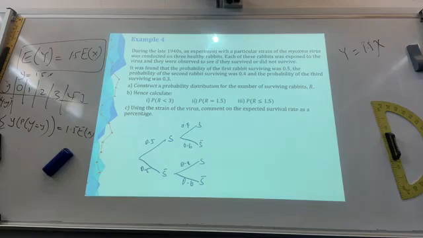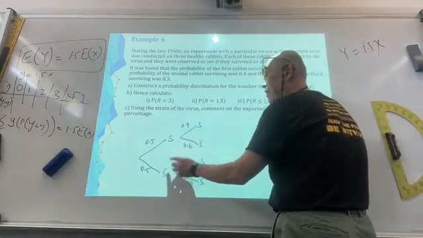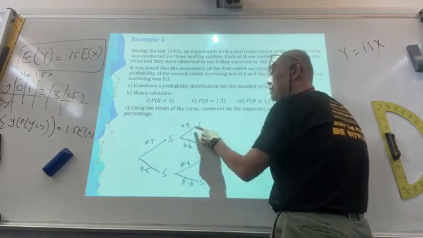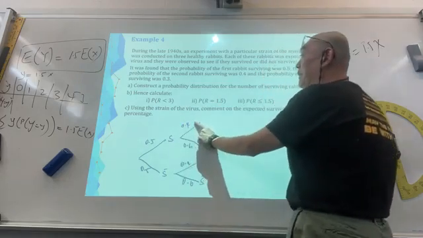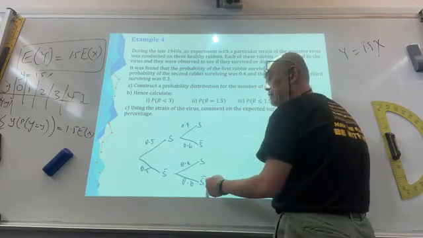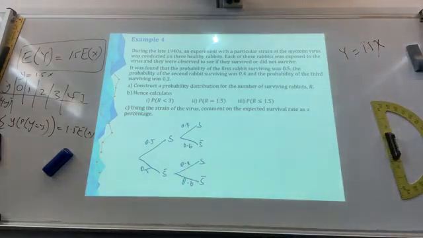So the situation is rabbit number 1 survived or did not survive. If it survived, now let's have a look at rabbit number 2. The probability of surviving is 0.4 and 0.6, S and S bar, S and S bar, 0.4 and 0.6. And then look at the third rabbit.